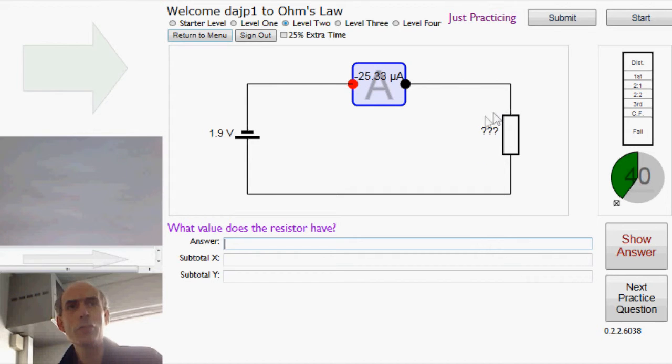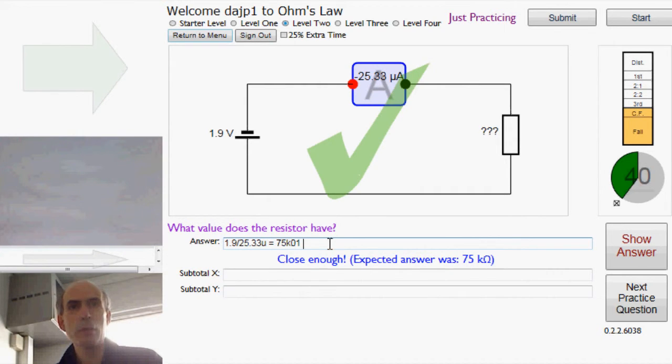So we know this value here is going to be positive, so we just take the positive current, 25.33, and the positive voltage, 1.9 volts, and we do 1.9 divided by 25.33 microamps, and that gives us the answer. Note that due to rounding errors, the answer calculated is 75K01, which is not exactly the value of this resistor.